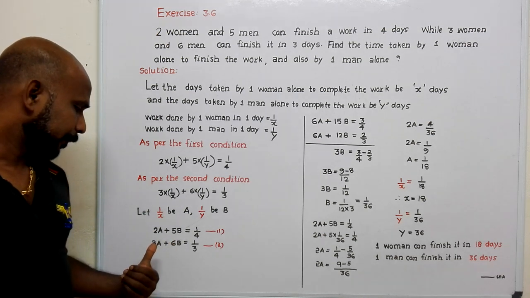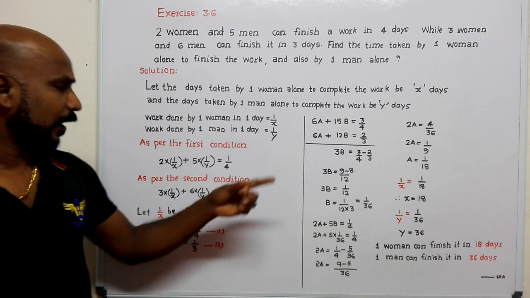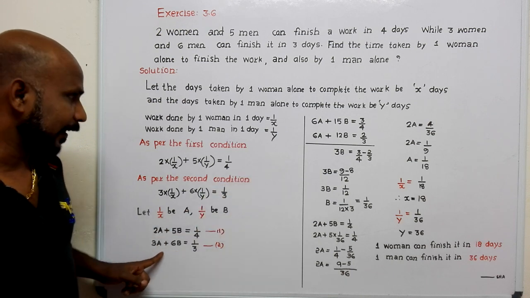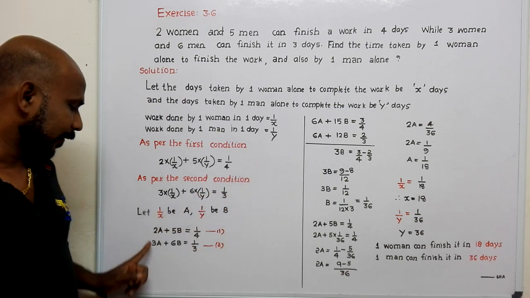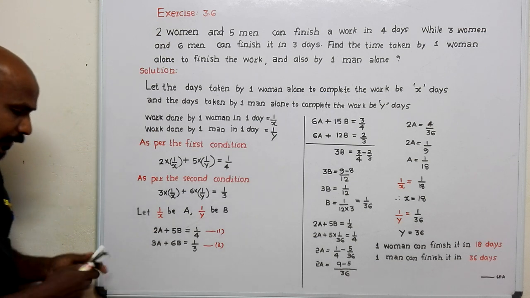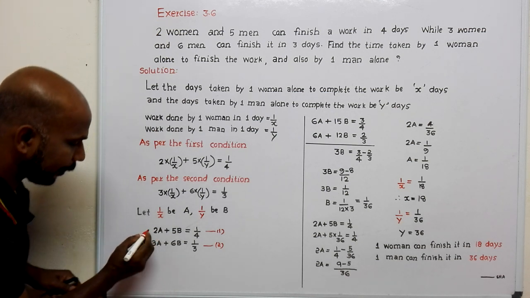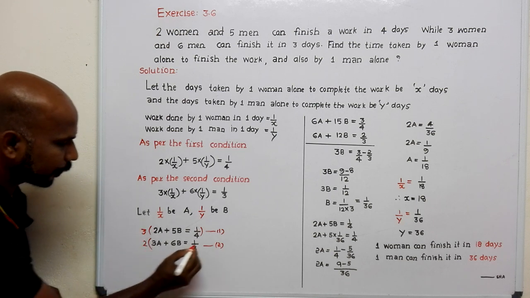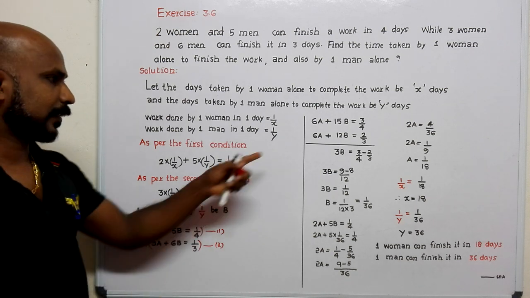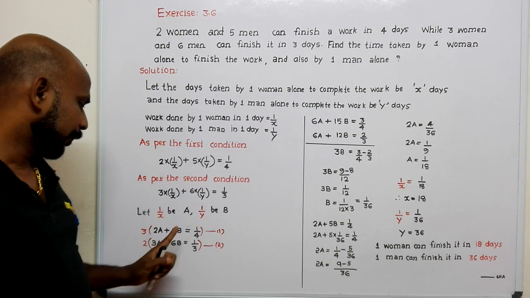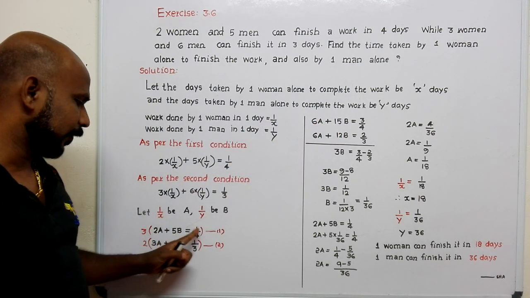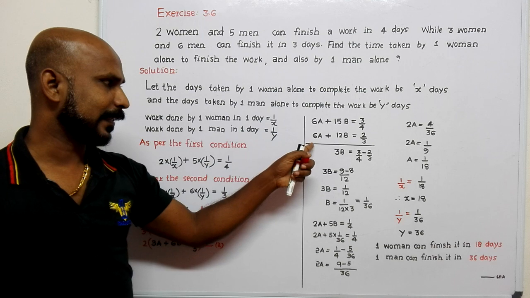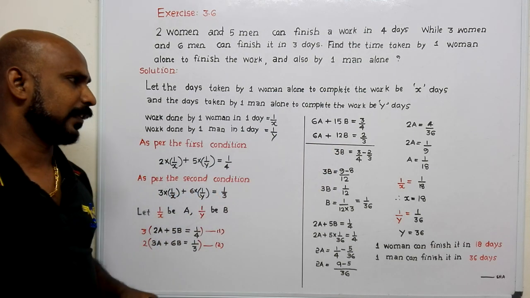Okay, so we can see that here it is 2a, here 3a. So you multiply to make it equal. Here you have to multiply by 3, and here you have to multiply by 2. So if you multiply, we get 6a plus 15b equal to 3 by 4, and 6a plus 12b equal to 2 by 3.